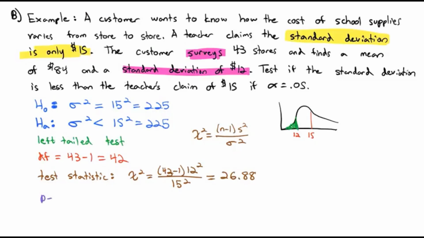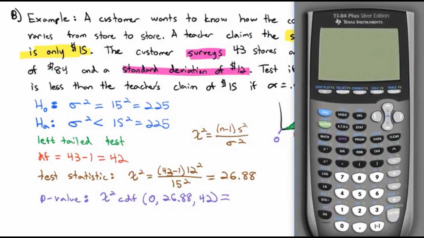Now that we have a test statistic, we're ready to find the p-value, or the probability my null hypothesis is true, the probability the standard deviation is actually 15. It's a chi-squared CDF. Normally with chi-squared, we go from smallest to largest. Here, the smallest value is 0 to the largest value of 26.88, comma, our degrees of freedom, 42. Let's see what the calculator gives us.